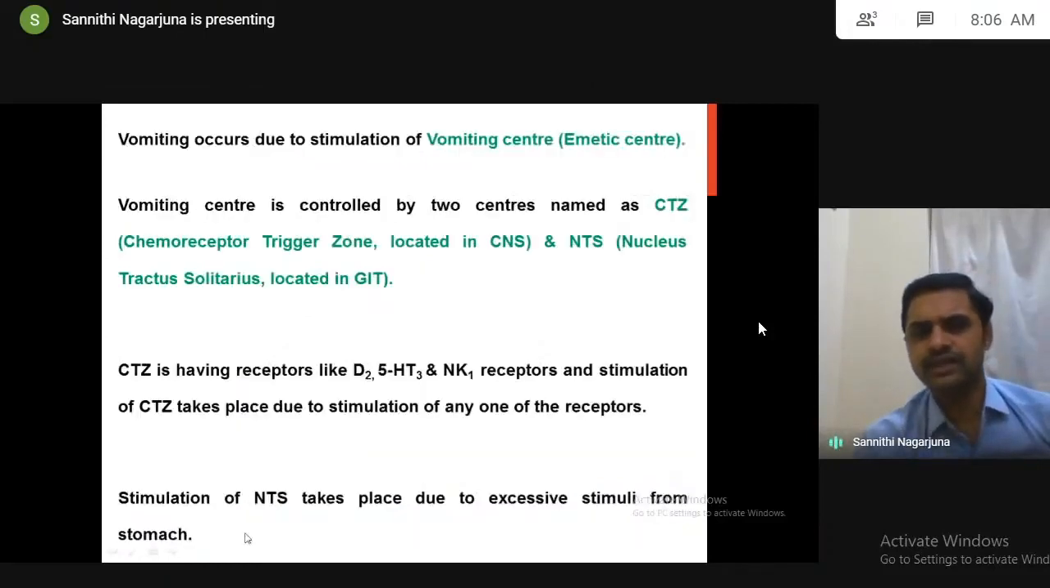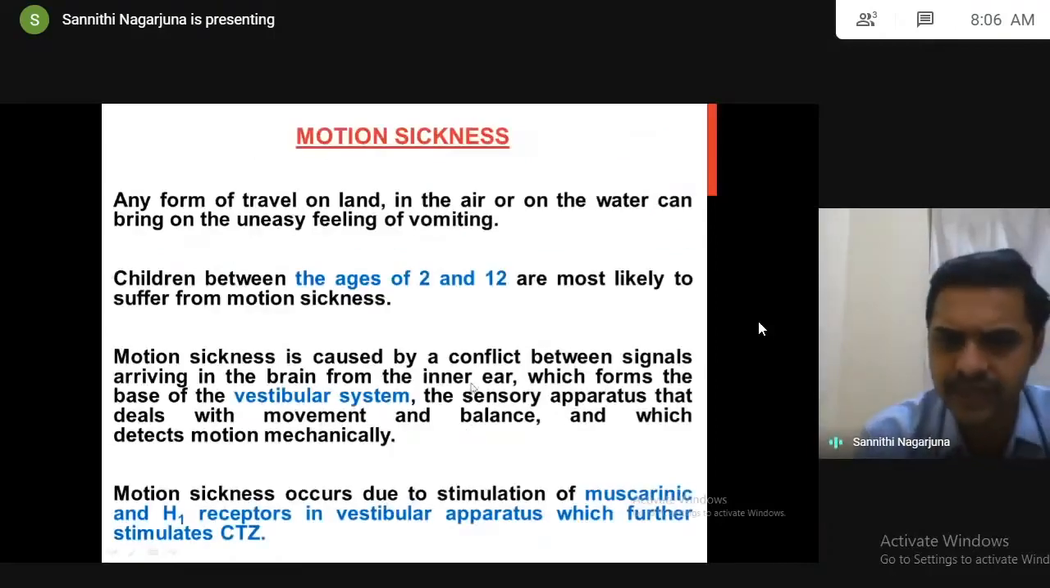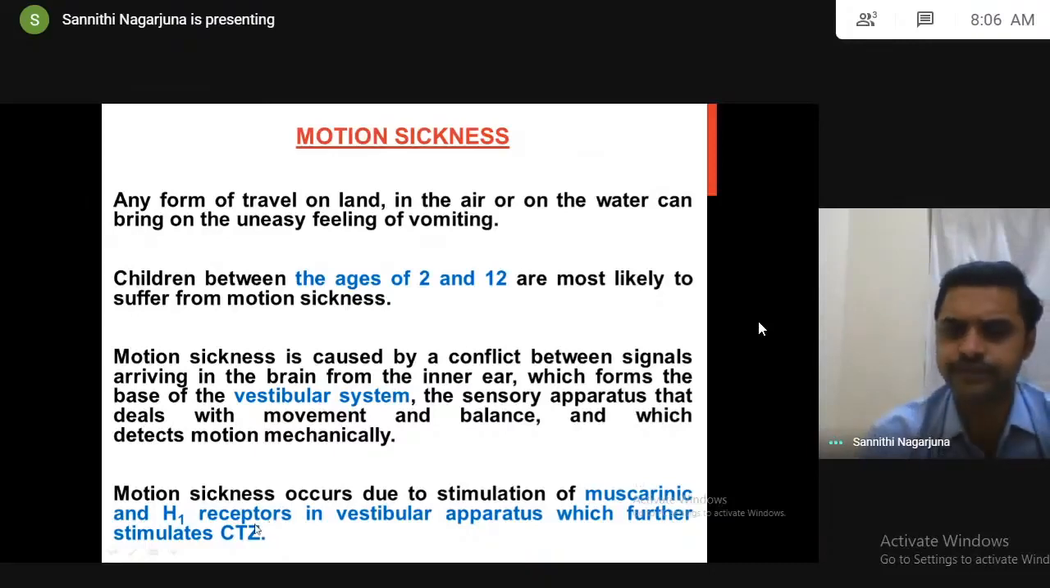So we know that CTZ is located in the CNS. The vestibular apparatus is in the inner ear. We all know that there is a connection from the ear to the brain. So this motion sickness, vomiting during journey conditions, occurs because of the stimulation of muscarinic and H1 receptors in the vestibular system in the inner ear, which further stimulates the CTZ.